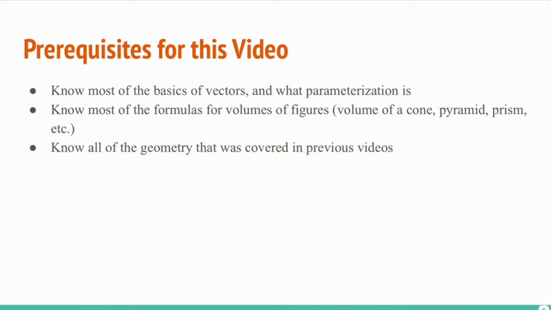There are some prerequisites that you should know before this video. You should know most of the basics of vectors and what parametrization is. You should also know most of the formulas for volumes of figures, such as the volume of a cone, pyramid, prism, etc. Finally, you should know all of the geometry that was covered in previous videos.